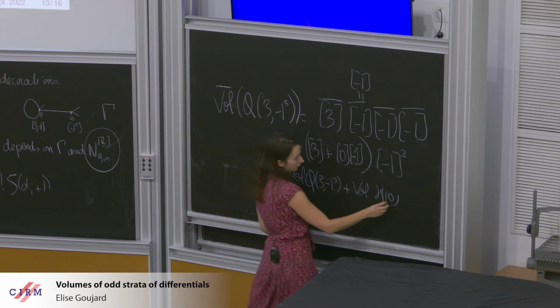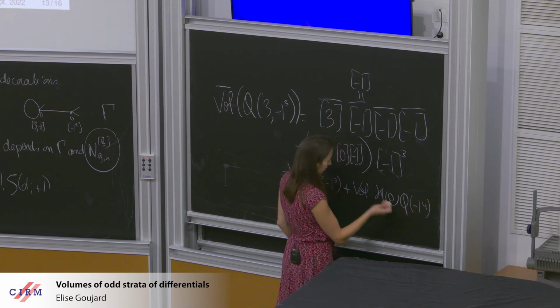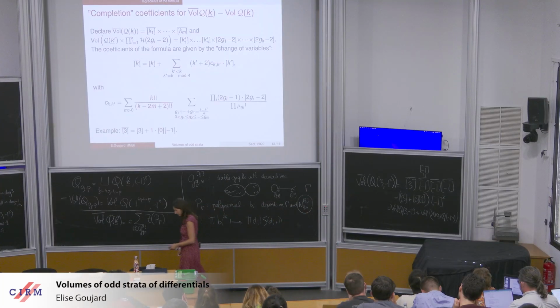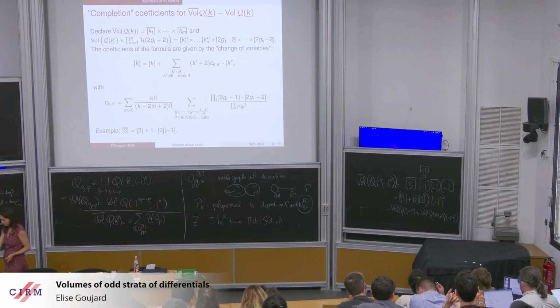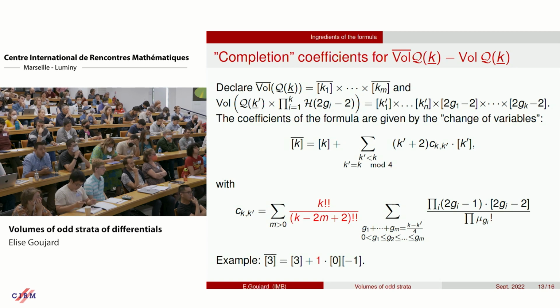Yes, times Q minus 1 to the 4. Okay, and you get your formula. So this is really funny, I think. Okay, why do we get such a formula for these coefficients?